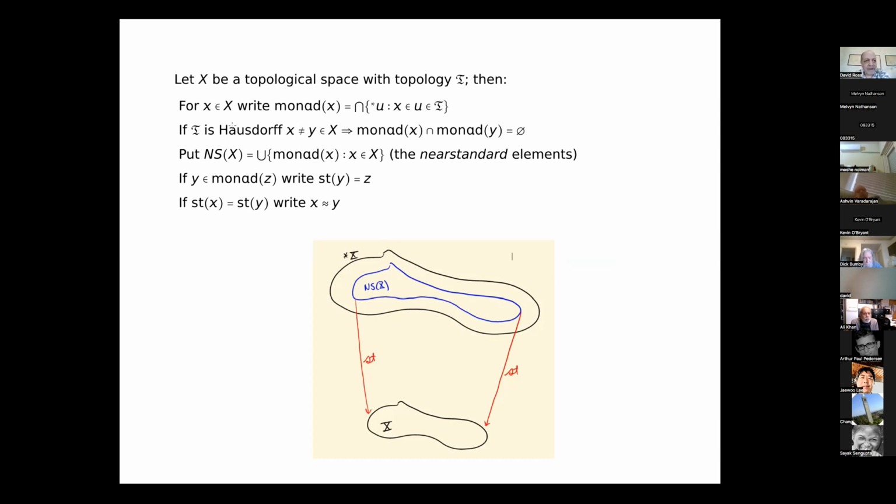If we start with a Hausdorff space, if we have two distinct elements of X, then their monads are distinct. That's actually a characterization of Hausdorff.